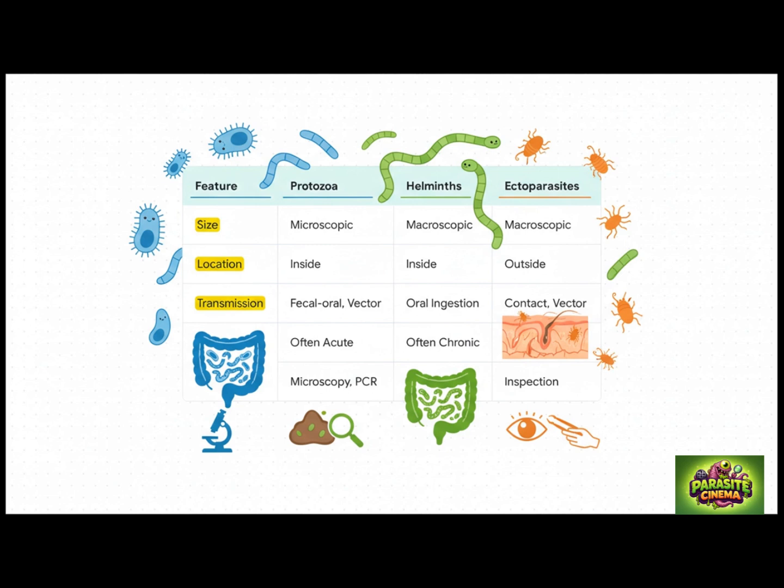Course of disease. Now this is a fantastic clinical clue, often acute and dramatic with protozoa versus chronic and slow building with worms. And all this influences the diagnosis. For microscopic protozoa, we need microscopes or molecular tests like PCR that look for the parasite's DNA. For worms, we're often looking for eggs in stool samples. And for ectoparasites, we can usually just see them with our own eyes.